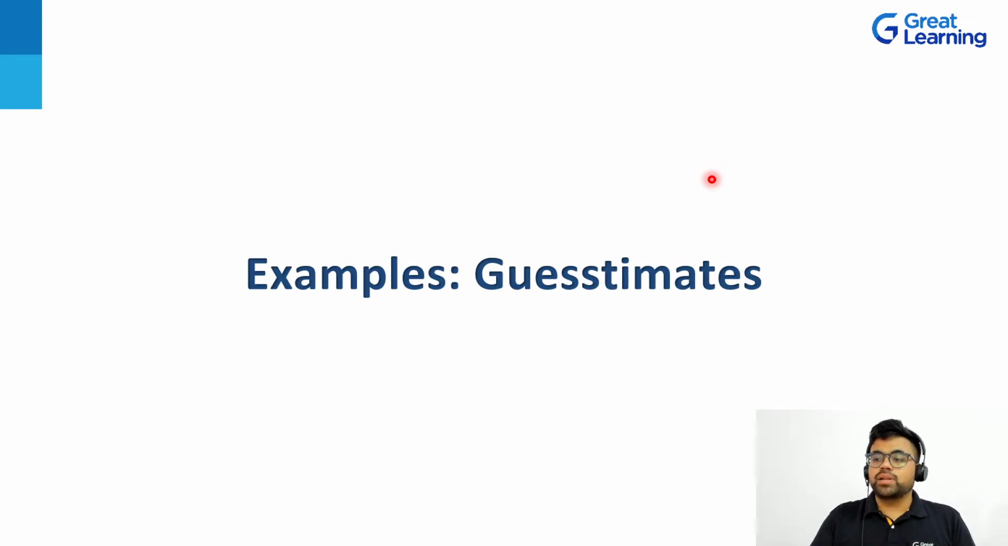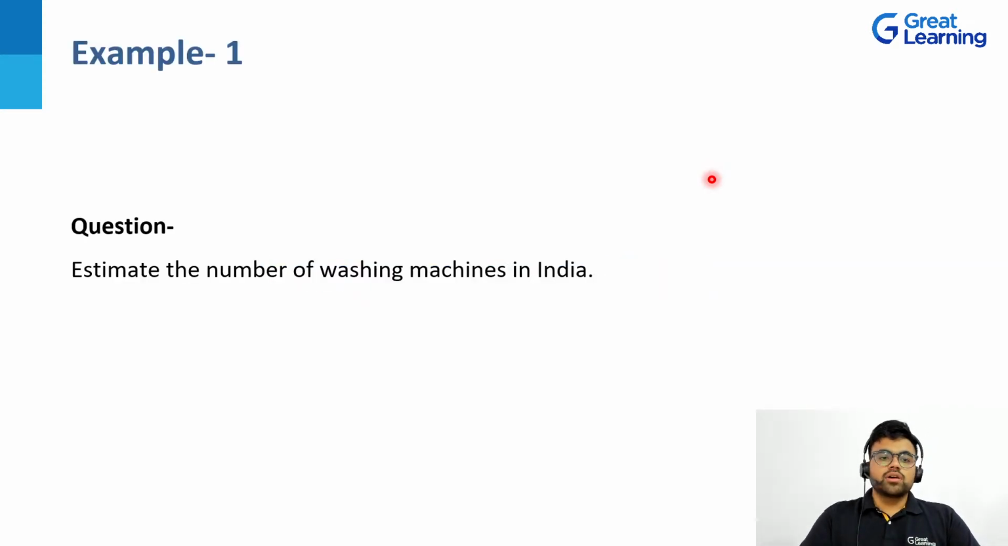Let's take an example and look at what are the different things that a guesstimate has. So we'll solve the problem: estimate the number of washing machines in India. Okay, this is the problem statement that we will be solving. Estimate the number of washing machines in India. Till now, everything is clear to everyone.